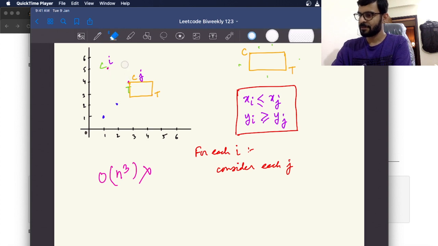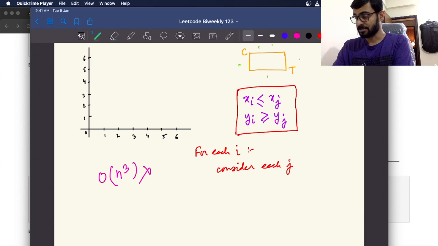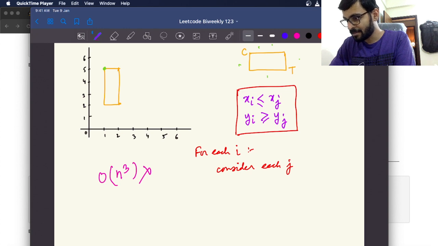If I have a different diagram like this, one question might arise: for a single Chisato, can I have multiple Takinos? Yes, you can. You can have one rectangle formed here, and for the same green body, you can have another possibility of Takino here. Both are valid rectangles.